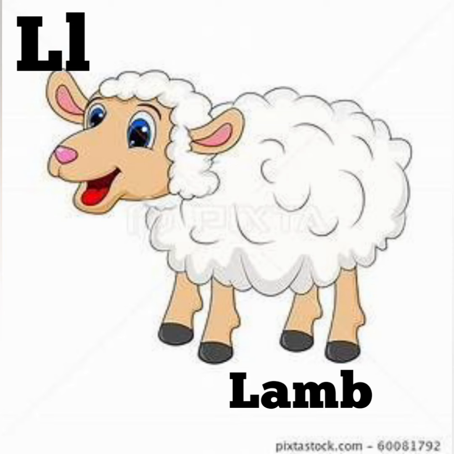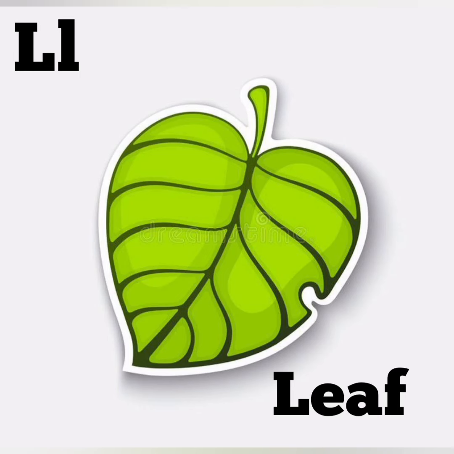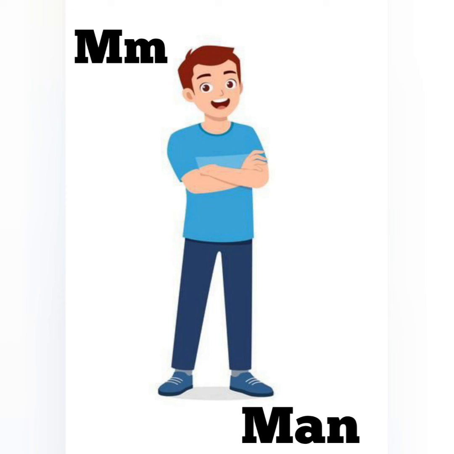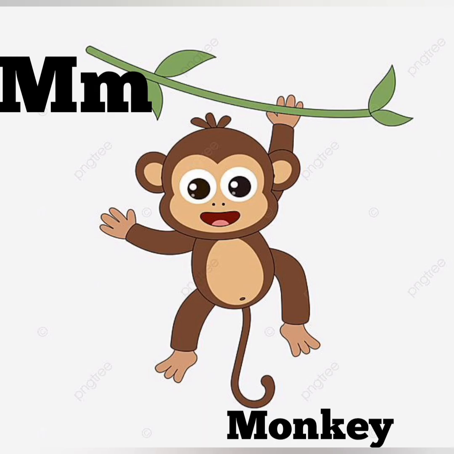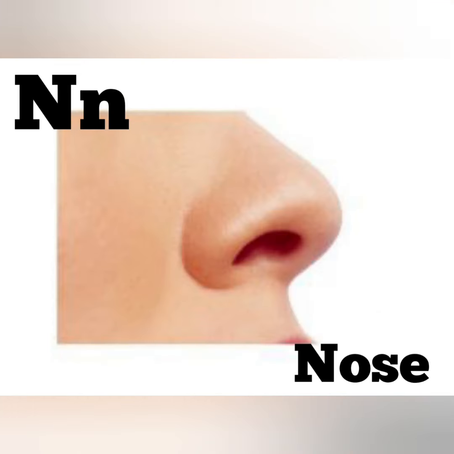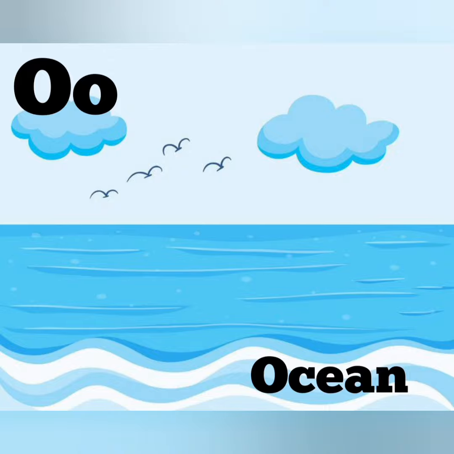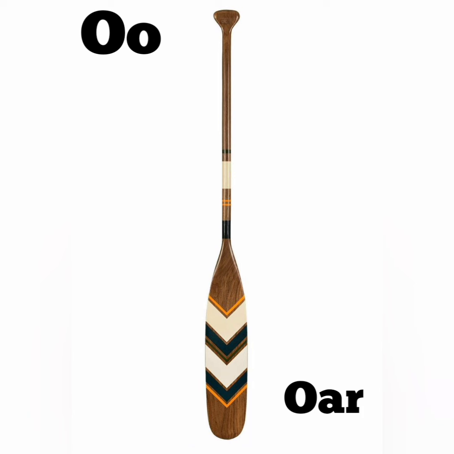L for lamb, L for leaf. M for man, M for monkey. N for neck, N for nose. O for ocean, O for oar.